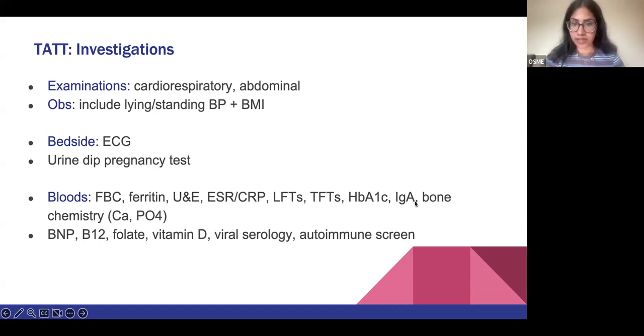And in the blood, so all of these things: HbA1c for diabetes, IgA for celiac, bone chemistry to look for metabolic bone disease. And then the second line, these are additional things that you can do based on the history. BNP if it's something like heart failure, B12, folate, and vitamin D if you think there's a dietary insufficiency. Viral serology, so that will cover EBV, HIV, etc. And an autoimmune screen if you think that's going to be relevant to cover things like SLE, rheumatoid.